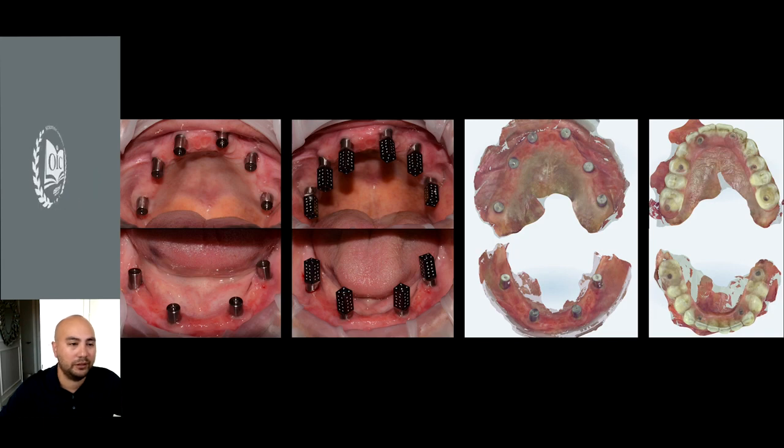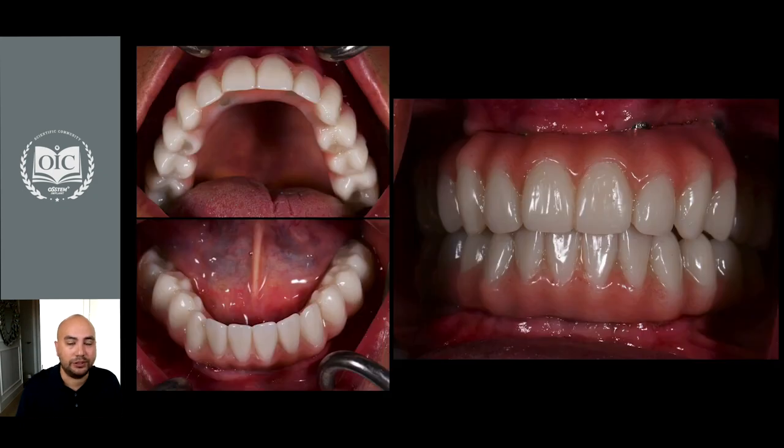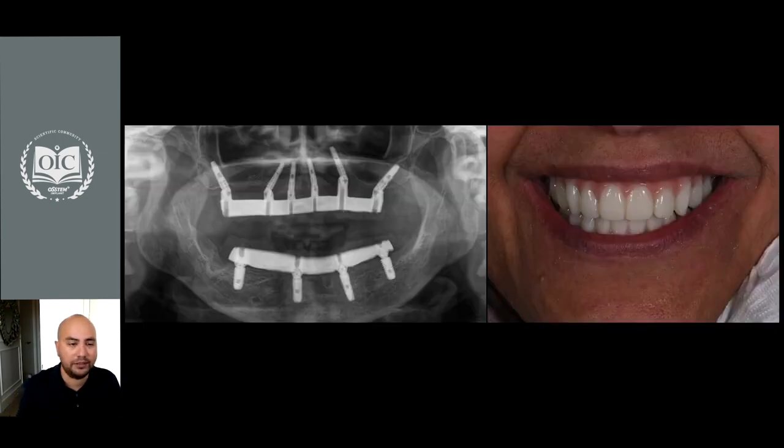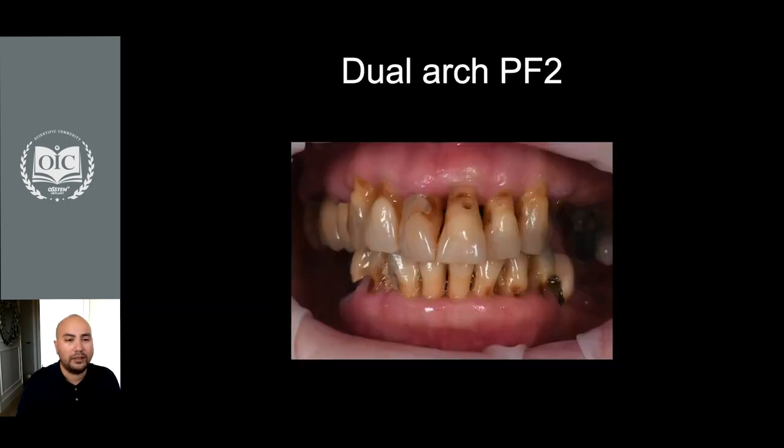So first we scan the tissue, then we use the photogrammetry to capture the exact position of the implants, and then we merge the files, and then we design and then fabricate the definitive prosthesis, and this is the control X-ray, which reveals an adequate fit and excellent marginal bone levels. Another case is a dual arch FP2.